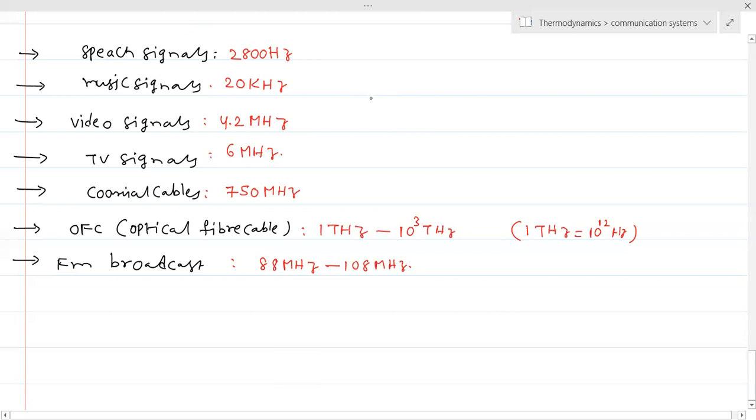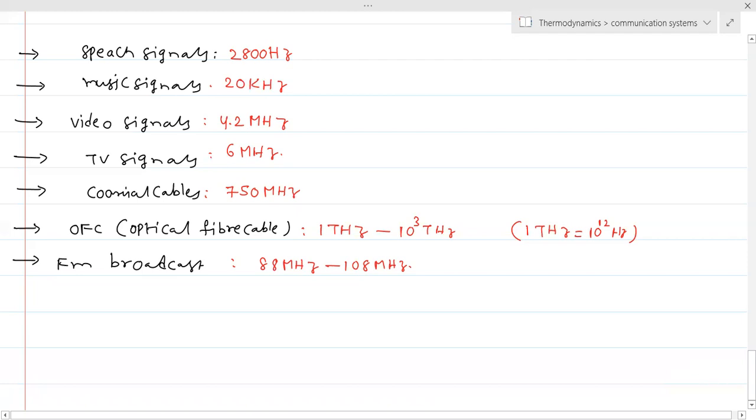So these values are very important. You need to memorize them, because the questions will be directly asked. What is the frequency range of video signal? Direct questions. So you need to be very careful in understanding this.